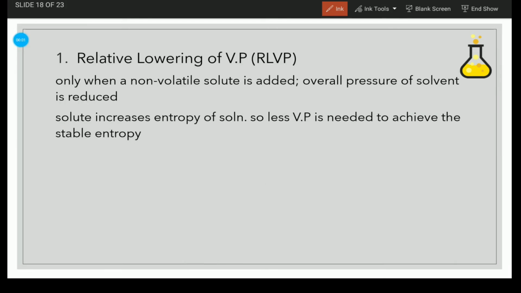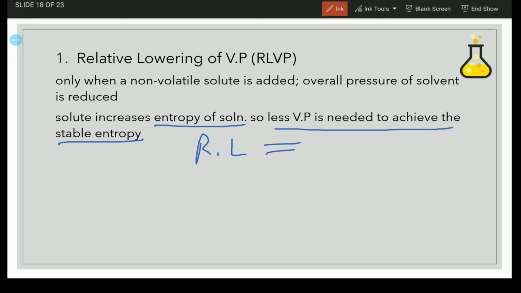The first colligative property is the relative lowering of vapor pressure, or RLVP. Only when a non-volatile solute is added, that is, a solid solute, the overall pressure of the solvent is reduced. Why? Because the solute increases the entropy of the solution, so less vapor pressure is needed to achieve the stable entropy above it. Let us study the equation behind it.